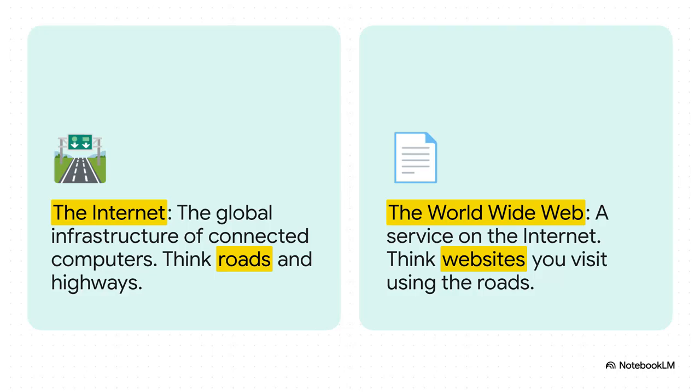Okay, I need you to listen to this next part because it's a super common mix-up. The internet and the World Wide Web are not the same thing. Seriously. The internet is the hardware, all the cables, the routers, the servers all over the world. It's the highway system. The web, on the other hand, is just one of the things that runs on that highway. It's the websites, the pages, the stuff you actually visit using the internet.